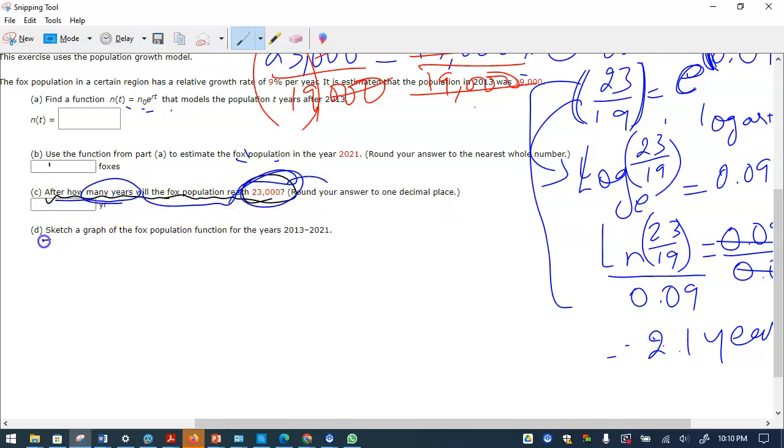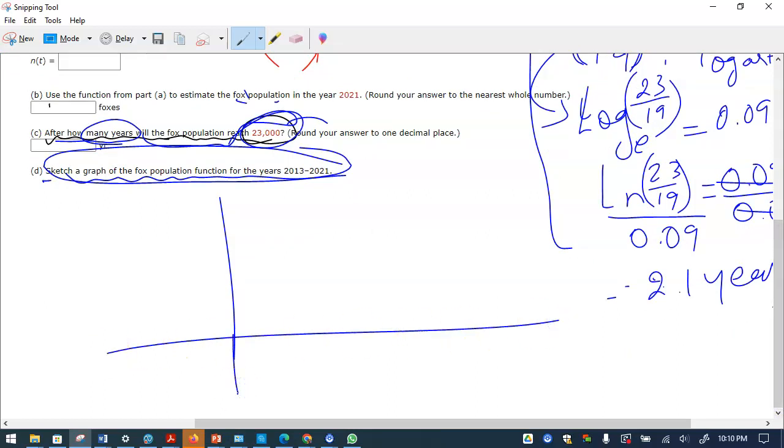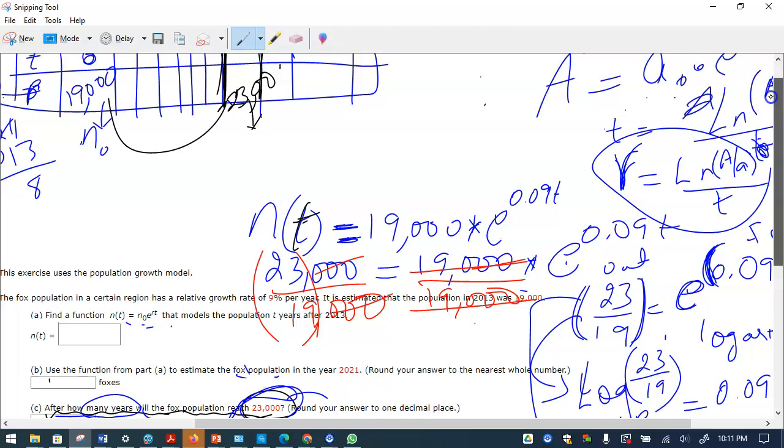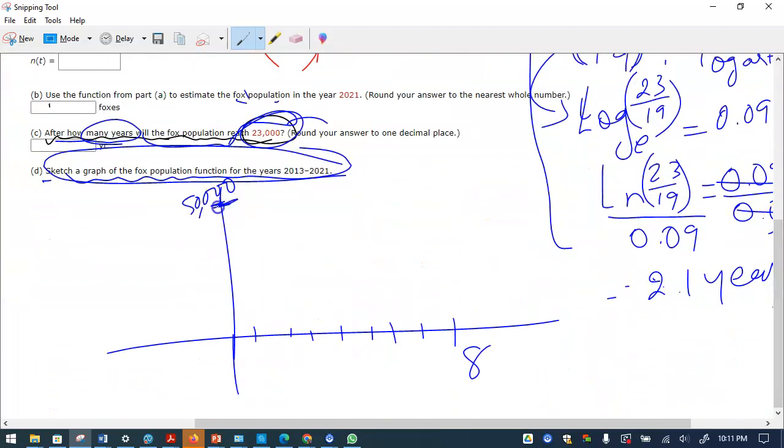Now the last question is asking to sketch the graph of the population. They didn't tell us to use the graphing calculator, so we can do it without one. Since the number of years is just till 8, I'll say 1, 2, 3, 4, 5, 6, 7, 8 like this. In the beginning, the population was 19,000. In 8 years, it was almost 40,000. So I'll get the graph ending at maybe 50,000, because the first answer we got was around 39,000.